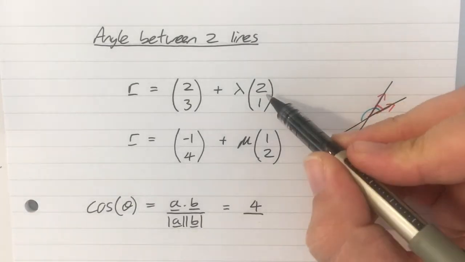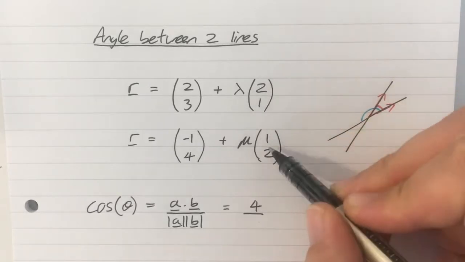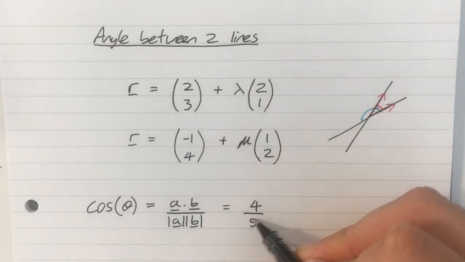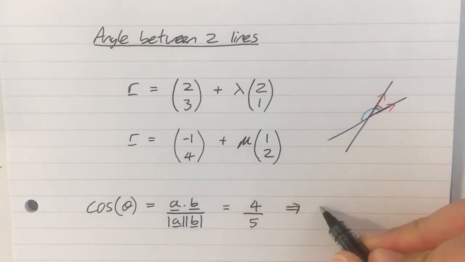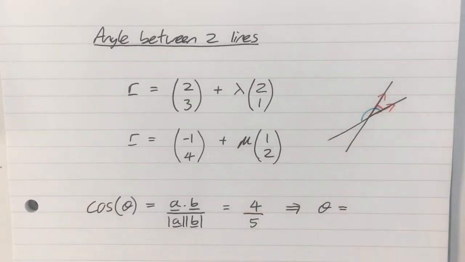Divided by the mod. The mod of this is root 5. The mod of this is also root 5, so I get 5. And that then allows me to find theta. I don't actually have my calculator on me, so that's a bit embarrassing. Go on then, what's theta?